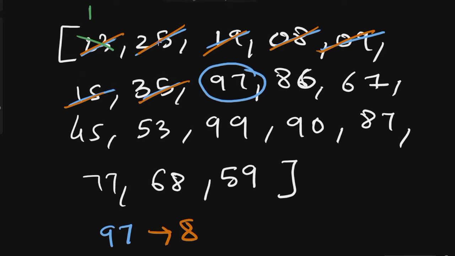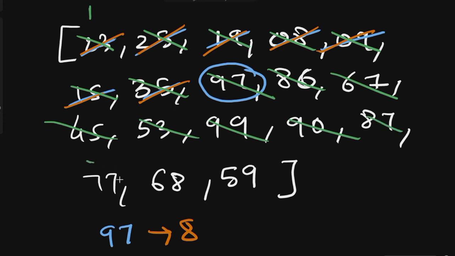So we check for 23, 25, 19, 8, 7, 9, 15, 35, 97, 86, 67, and like this we go on checking everything, but we still don't find it. So how many checks did we do? 1, 2, 3, 4, 5, 6, 7, 8, 9, 10, 15, 16, 17, 18. So we did 18 steps at max. Can you see this? The number of elements and the number of checks we did.